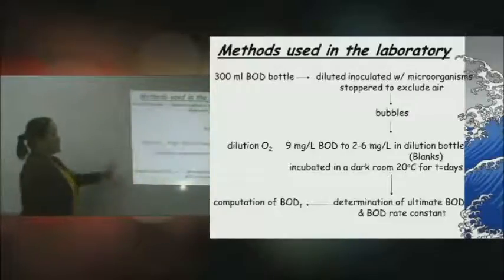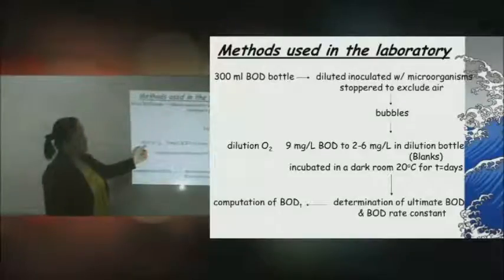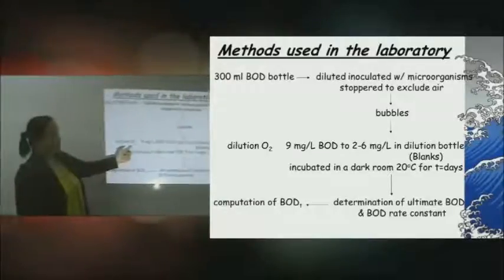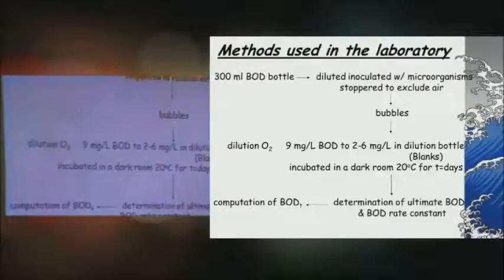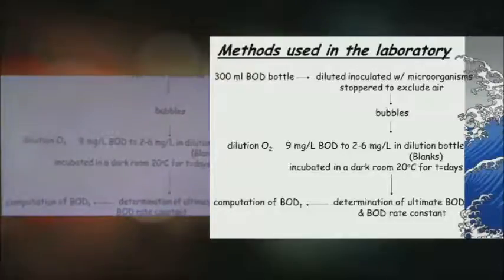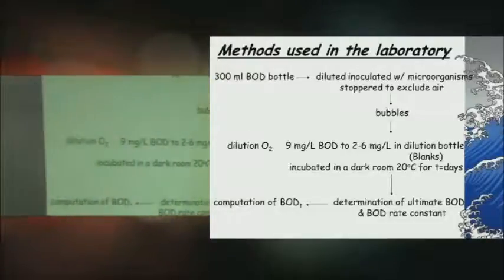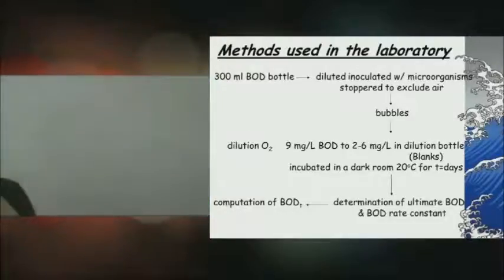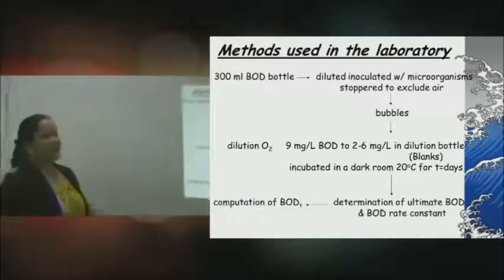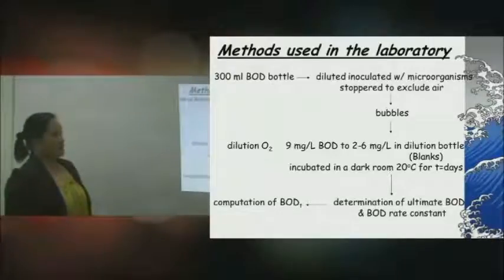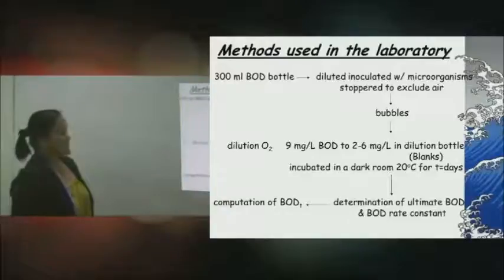And here, it shows you that there should also be a dilution of O2. That is, you have to compare it with that of the blank. So, a blank would be your correction factor so as to completely compute for the dissolved oxygen. Now, we make use of the graph and the equation that we have utilized and derived so as to compute for the BOD as well as the BOD rate constant.